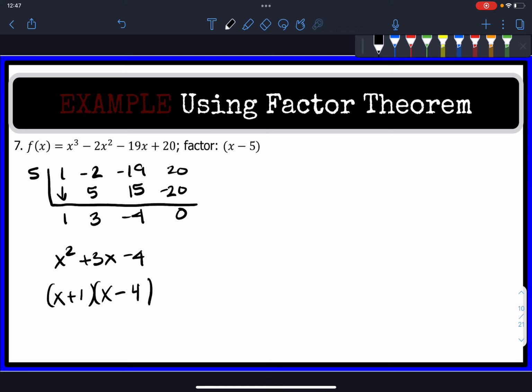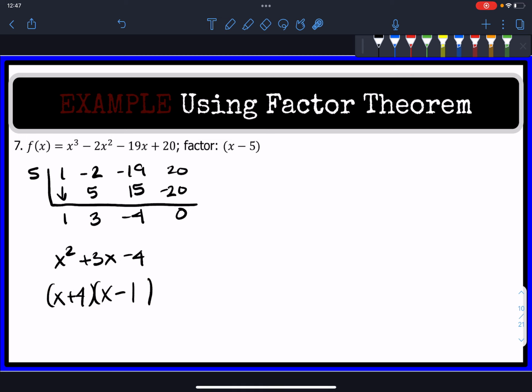But this combination, this order, adds up to a negative 3 and not a positive 3. So I just simply need to switch those numbers. I'm going to make the 4 positive and the 1 negative, and there. 4 times negative 1 is equal to negative 4, and 4 plus negative 1 adds up to 3. So this is the factorization.